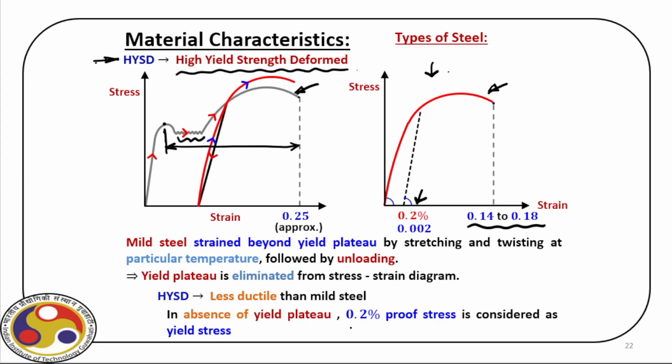And that's the reason for HYSD bar, again what we do, we consider 0.2% proof stress to find out the yield value. So we have to find out Fy. So 0.2% proof stress will give us the value of Fy.